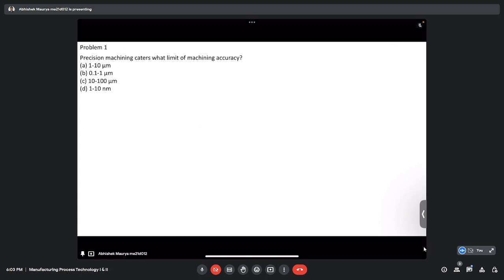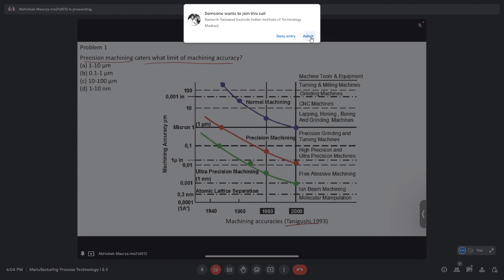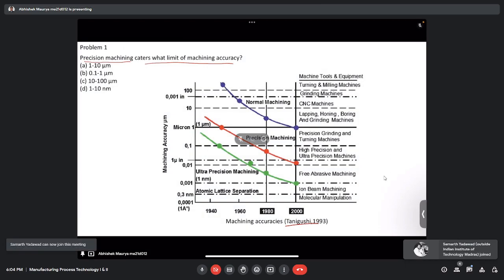So in this question it has been asked, precision machining caters to what limit of machining accuracy? If you have gone through the lecture, you might have seen this machining accuracy diagram, which was given by Taniguchi in 1993. Basically, from this diagram, he has tried to divide the machining accuracy for the different manufacturing processes.